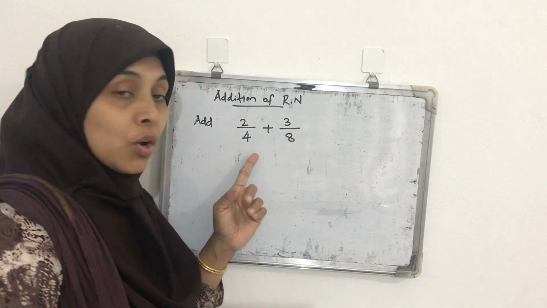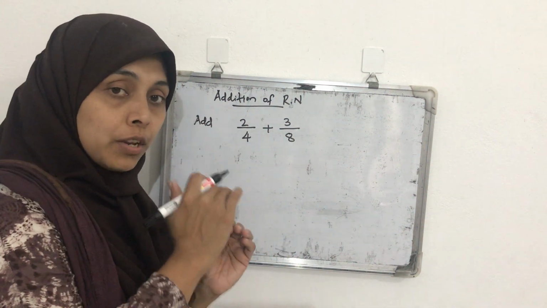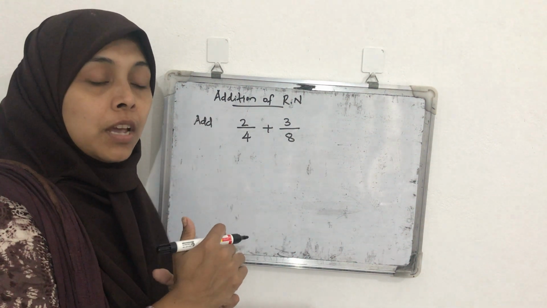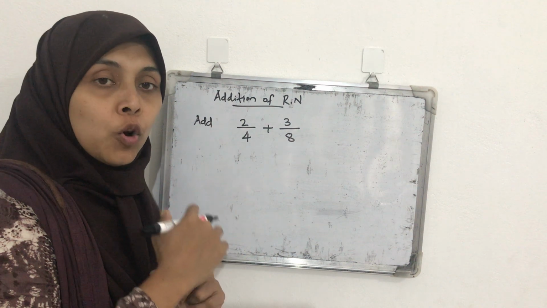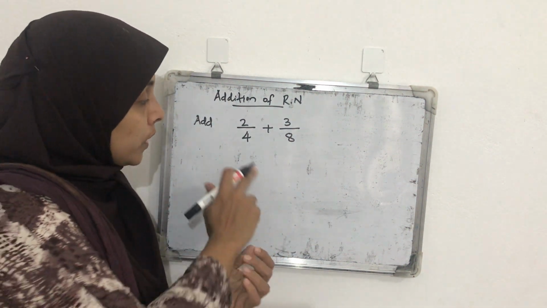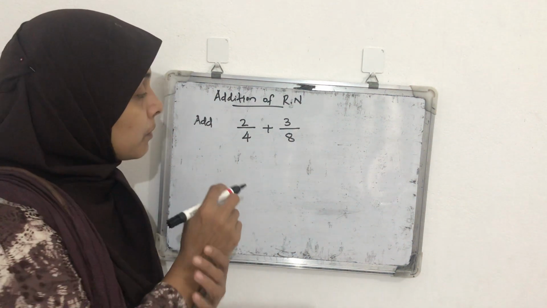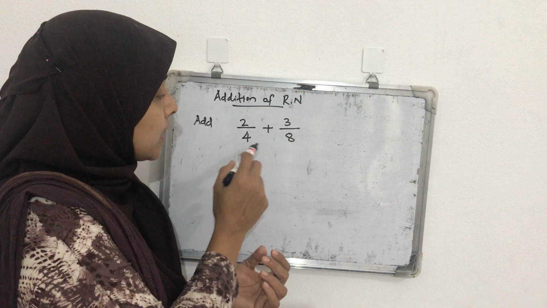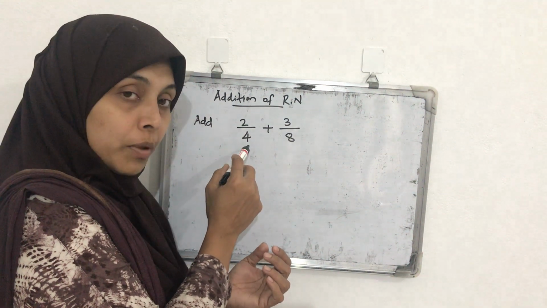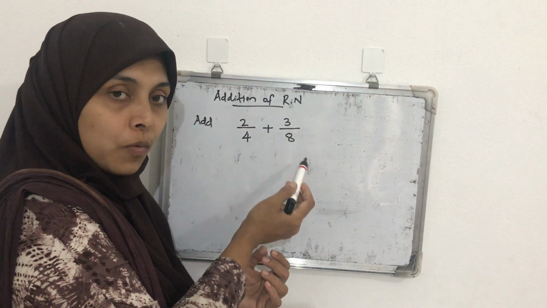Here you can see the denominators are different. For any question on adding rational numbers, first we check the denominators. After that only we move to the numerators. In this case the denominators are different, but there is one specialty: one denominator is a multiple of the other. So 8 is a multiple of 4.